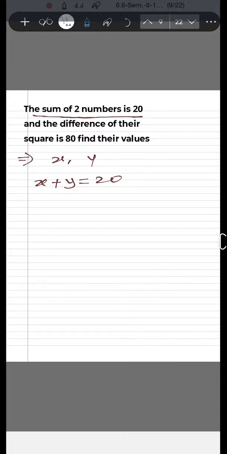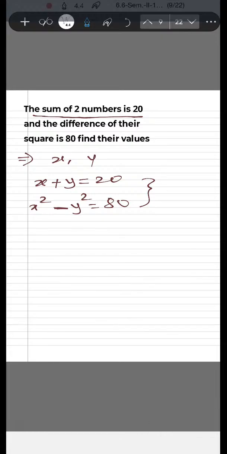The difference of their squares, it means what? The difference of x square and y square means subtraction, which is equal to 80. Find their values. So that is the question. See what I have done, I just formed the equation by reading the sentence, and that is the forming of equations. Okay, see students, x square minus y square.